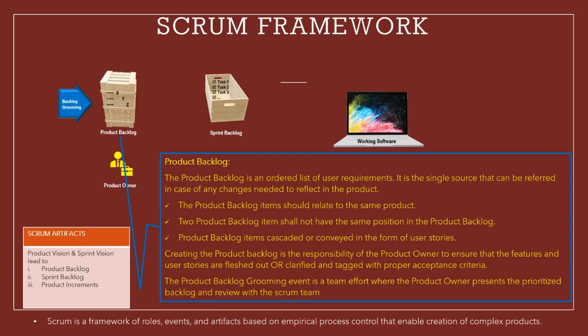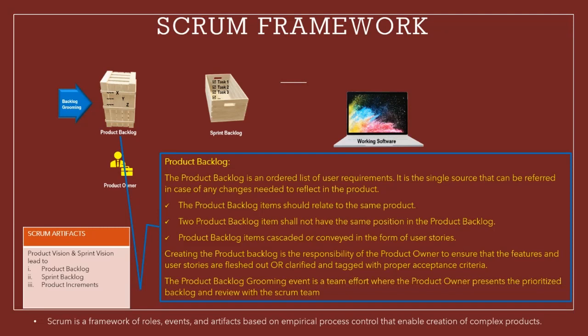We can say that product backlog items should relate to the same product. Second, two product backlog items shall not have the same position in the product backlog. And third, product backlog items are cascaded or conveyed in the form of user stories.